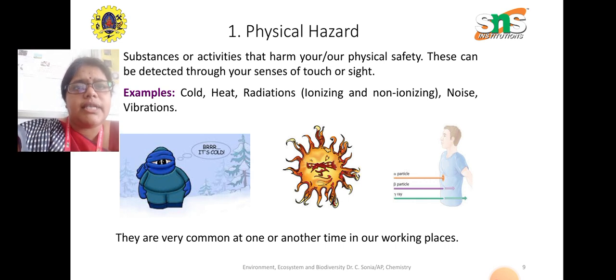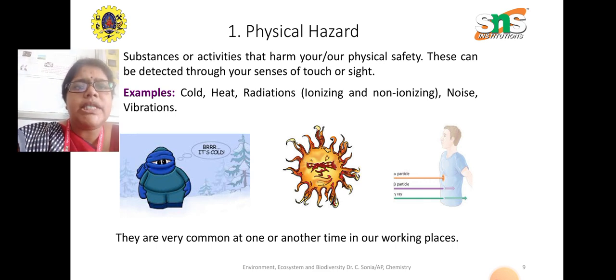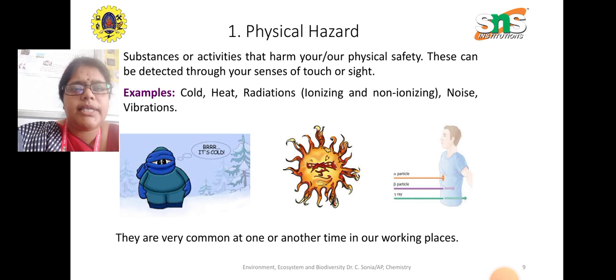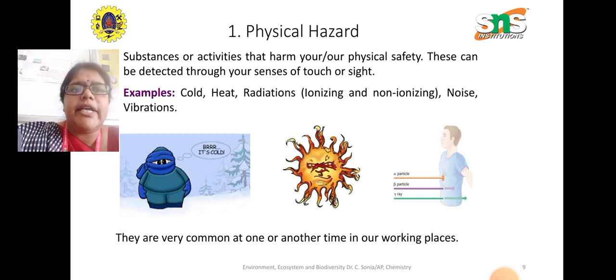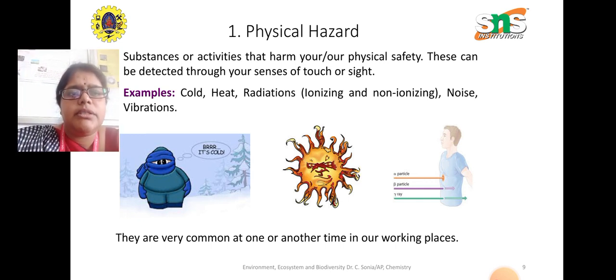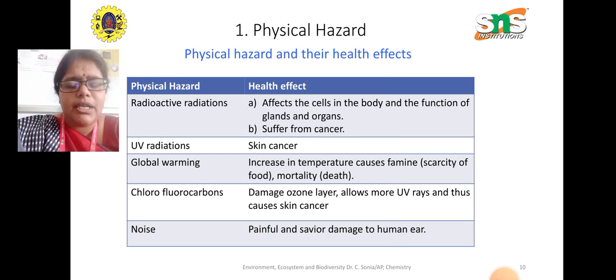So physical hazards are substances or activities that harm us physically. These can be detected through our senses of touch or sight. For example, you can sense the cold, heat, radiation, noise, vibration, etc. They are very common in our working places. So, physical hazards and their health effects. We'll see a few physical hazards.